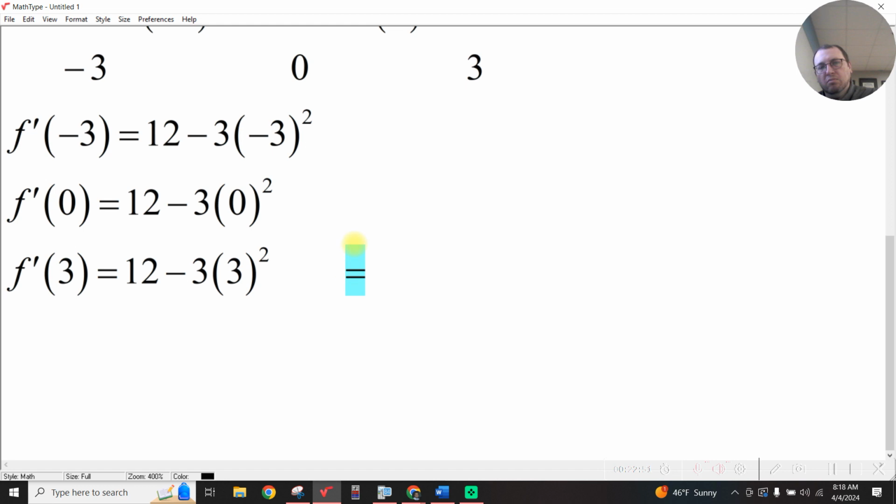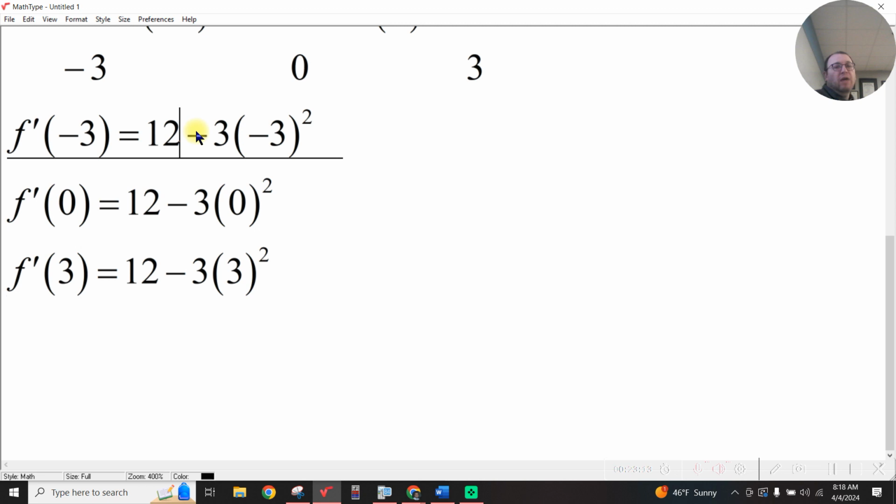Can go ahead and write down what they're equal to. However, I don't care exactly what they're equal to. There's only one thing I care about. Does anybody know what I care about with these numbers? Are they positive or negative? That's exactly right.